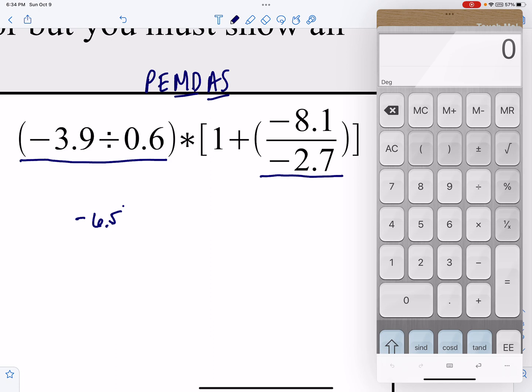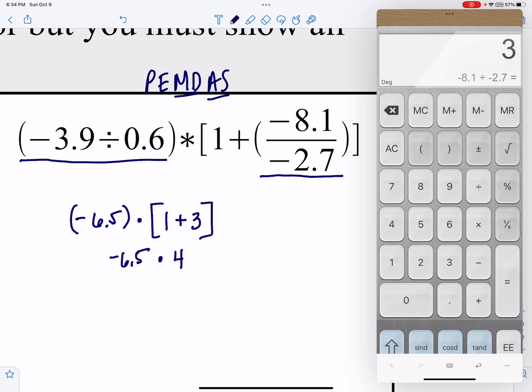All right, and then we have this, and we have times this bracket of 1 plus, and we can go ahead and take care of that parenthesis as well. So we have 8.1. I already know the answer is going to be positive because it's a negative divided by negative, but I'll go ahead and do it as is. So negative 8.1 divided by 2.7 negative, and it equals 3. So there's that. Okay. And now we can do the 3 plus 1 is 4 times the negative 6.5.